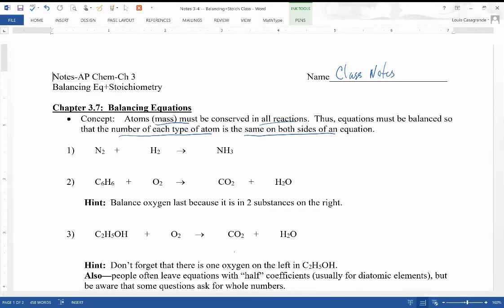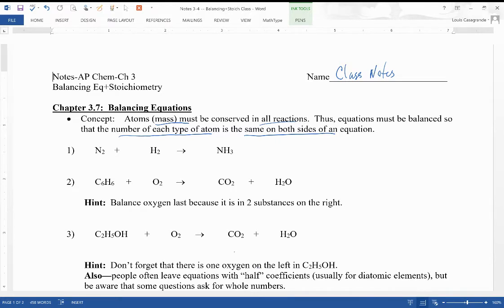One of the things that I like to tell people is basically we're going to be increasing the coefficients in the reaction until we have the correct number achieved, rather than trying to decrease or go the other way. It's a little bit easier.